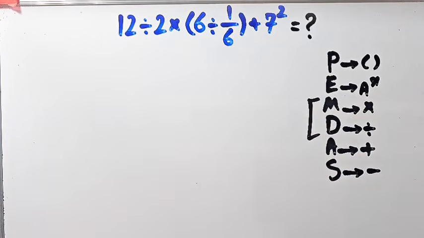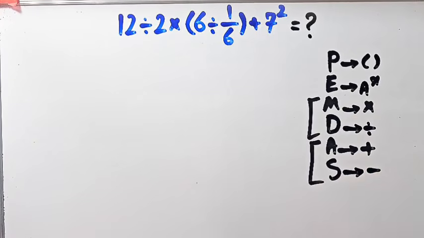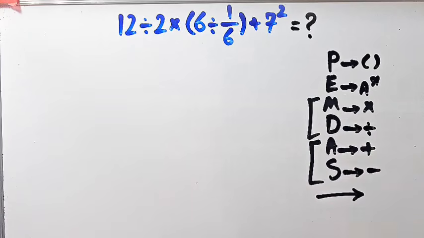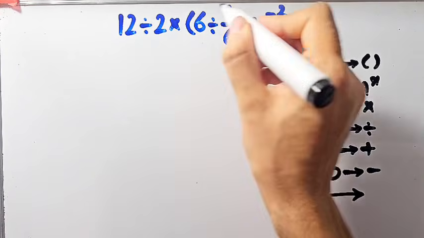Multiplication and division have the same level of priority. Also, addition and subtraction have the same level of priority. And when we have both in an expression, we start from the left and simplify the question. Okay, guys. According to the PEMDAS rule, first we simplify these parentheses.